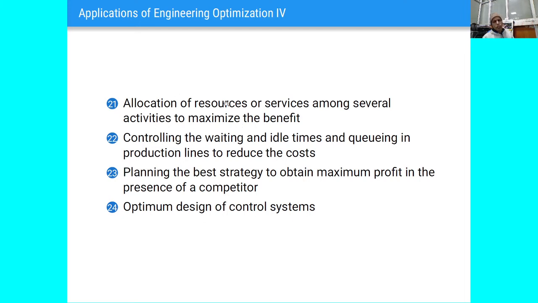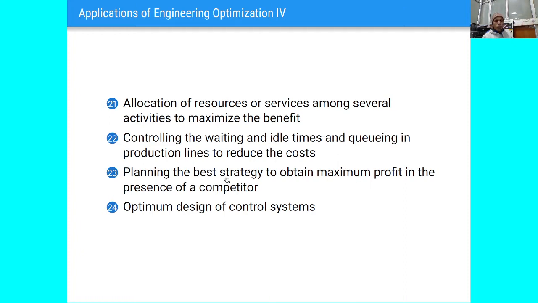These are a few more: allocation of resources or service among several activities in order to maximize the benefit. You may see this kind of arrangement being done by Swiggy or Zomato. They are also allocating resources, or assigning delivery boys, in order to maximize their profit. Then we have controlling the waiting time and idle time, and the queuing in the production timeline to reduce the cost. So waiting time or idling time is also reduced using optimization techniques.